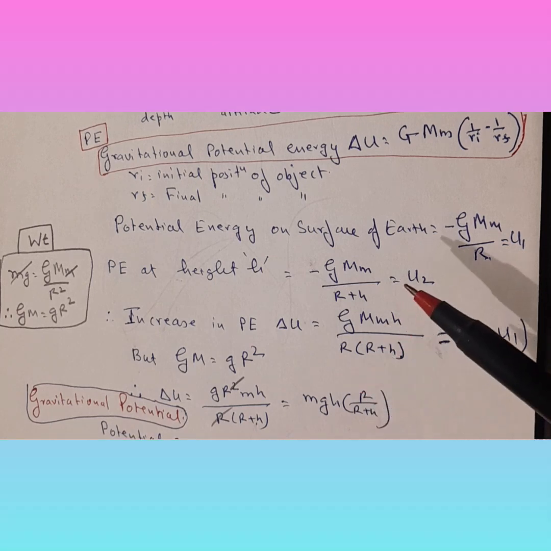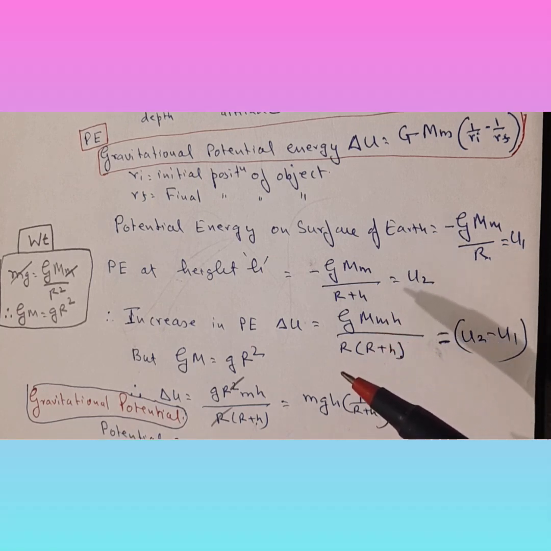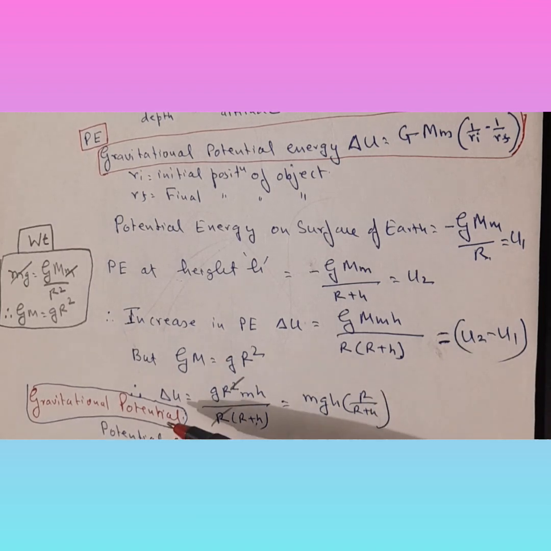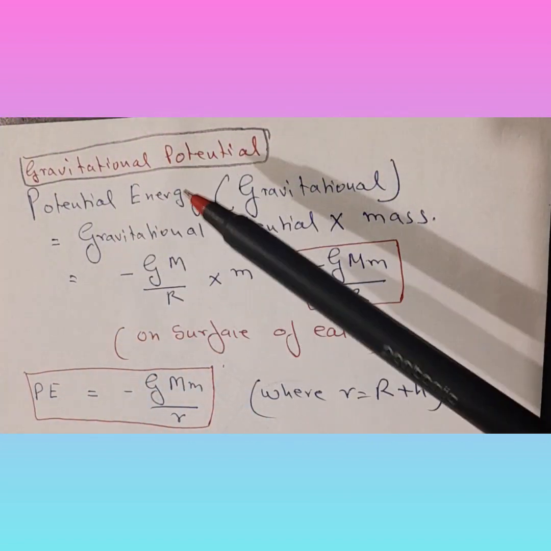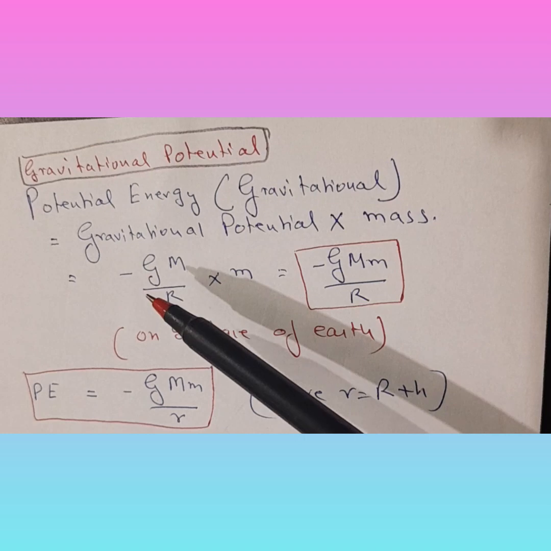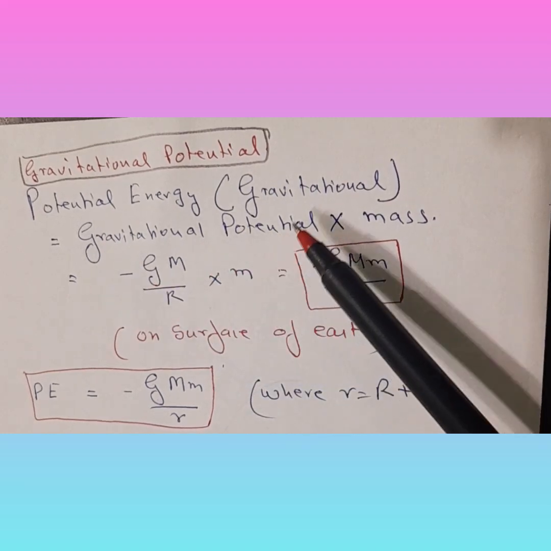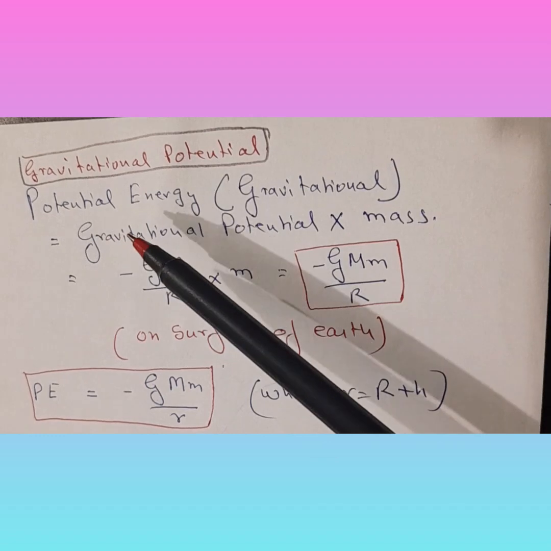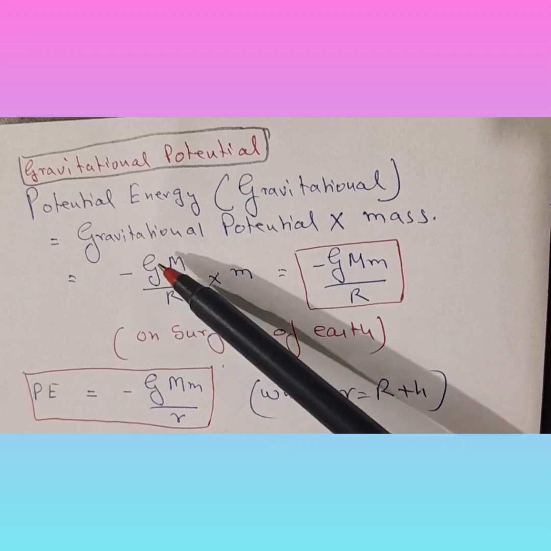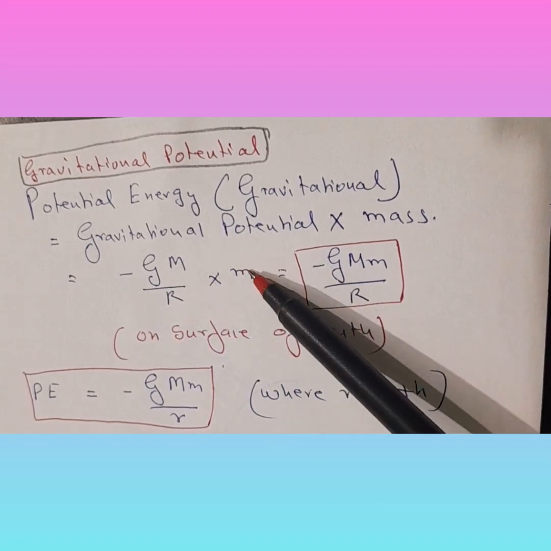My main contention in this video is to keep you abreast with the formulae that we may be using in our JEE and NEET program. Alright. Next that we see is gravitational potential. Gravitational potential into mass is gravitational potential energy. Alright. So minus GM upon R into m.